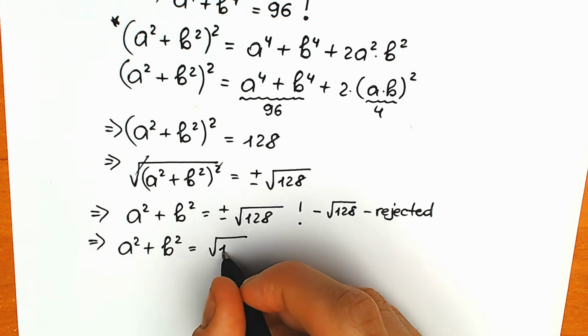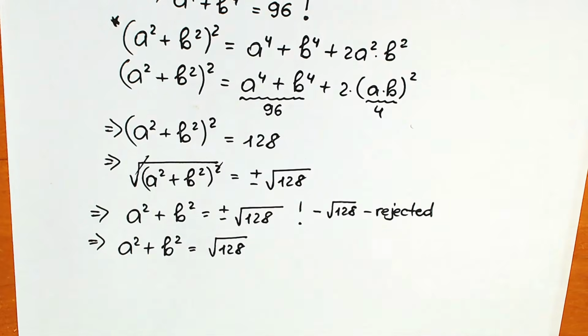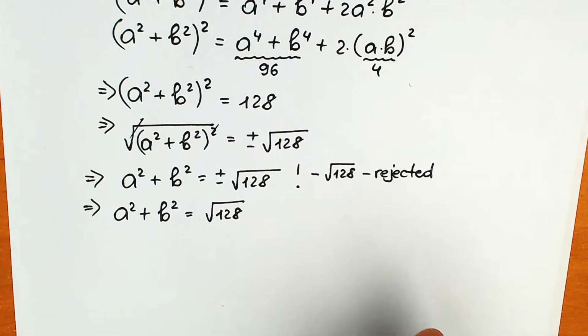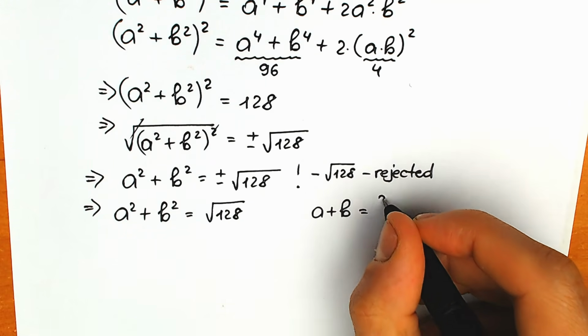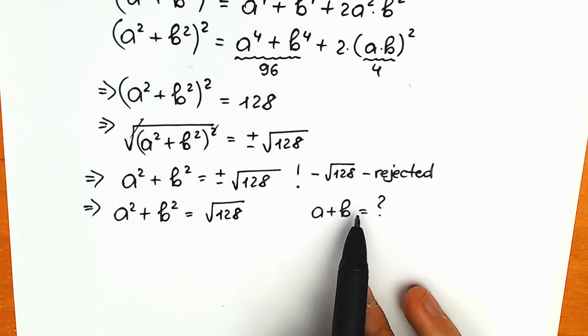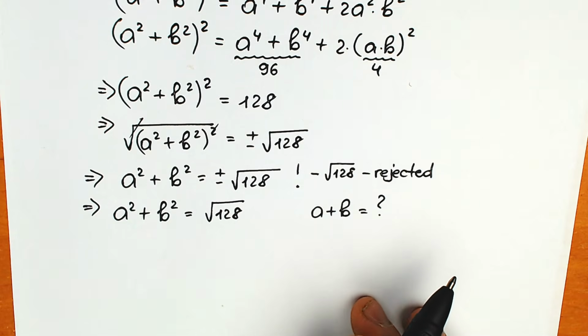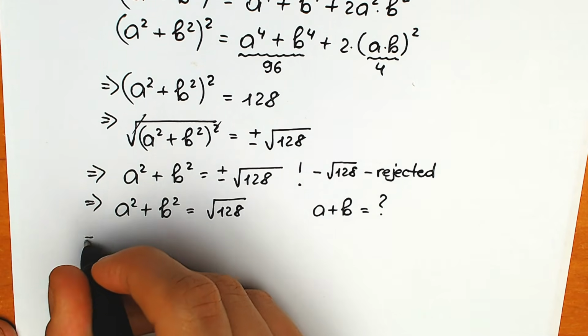Square root of 128, so we have a positive value. But don't forget that we need to solve it for a plus b. This is our purpose. So our final step, let's remember a classic formula.